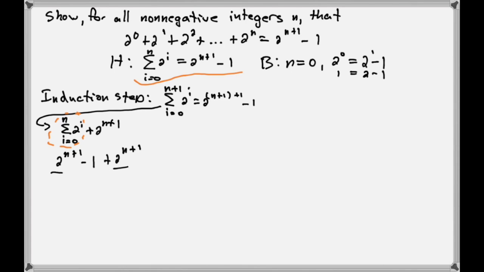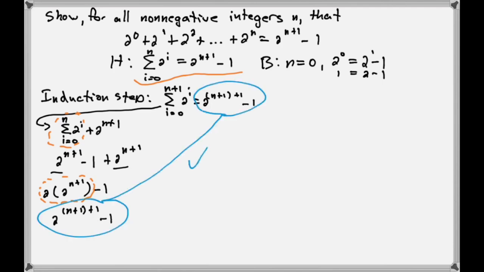We now have two identical terms here, and so we can express them both using multiplication instead of addition. So 2 times 2 to the n plus 1. And of course, anything raised to a power multiplied by that same thing becomes that thing raised to the power plus 1, right? If this was 2 to the third times 2, it becomes 2 to the fourth. So we can rewrite this now as 2 to the n plus 2 minus 1, which is exactly what we needed. And so our induction step is complete and the proof is finished.